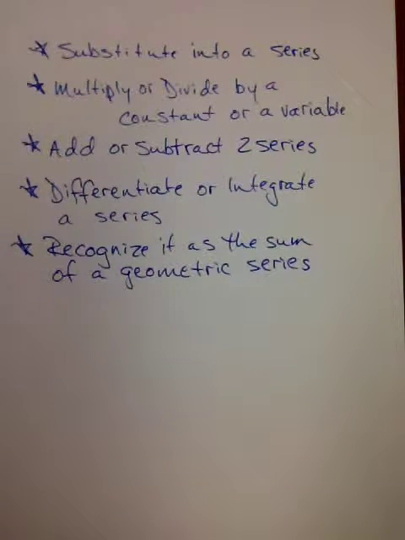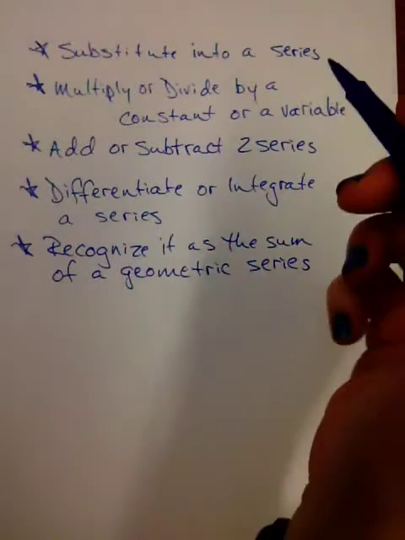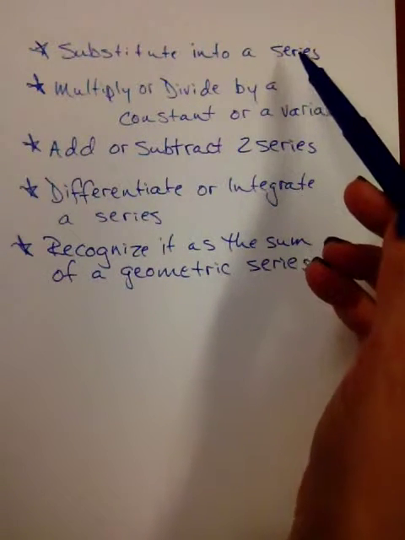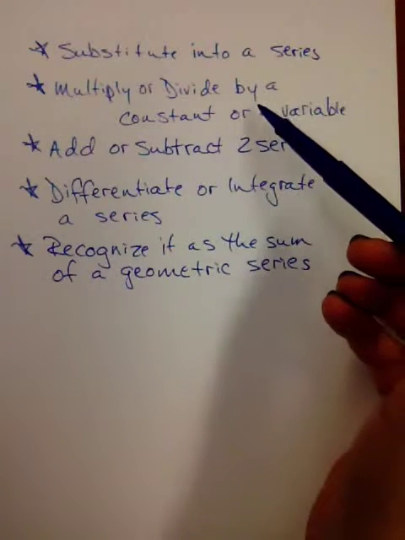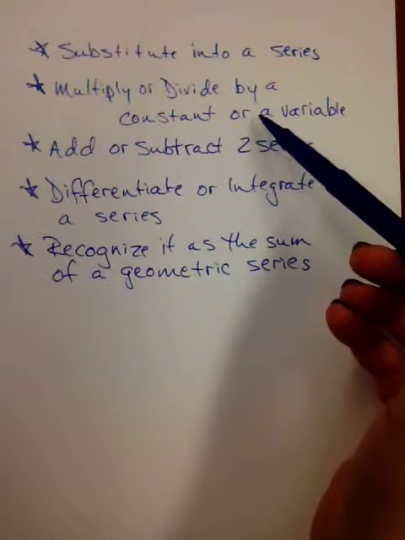Once you know a series, you can actually use that series to find other series. So different things you can do with the Maclaurin or Taylor series is you can substitute into it. So we're going to show an example of that. You can multiply or divide your series by a constant or a variable.